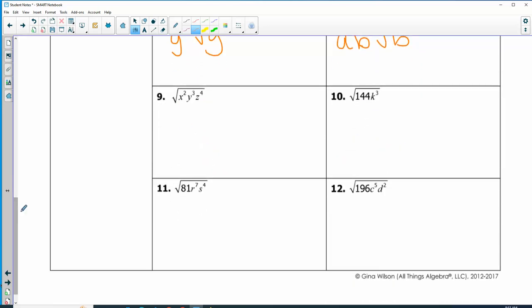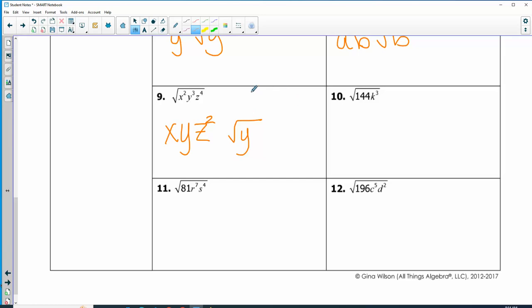Number 9. X squared y cubed z to the 4th. So if I have 2 x's, how many groups of 2 can we form? 1. Any leftovers? No, if the power's even, there's no leftovers. If I have 3 y's, how many groups of 2? 1. Any leftovers? Yeah, so there's still a y underneath. If I have 4 z's, how many groups of 2? 2. And there are no leftovers. It's only if there is an odd power that's left underneath.